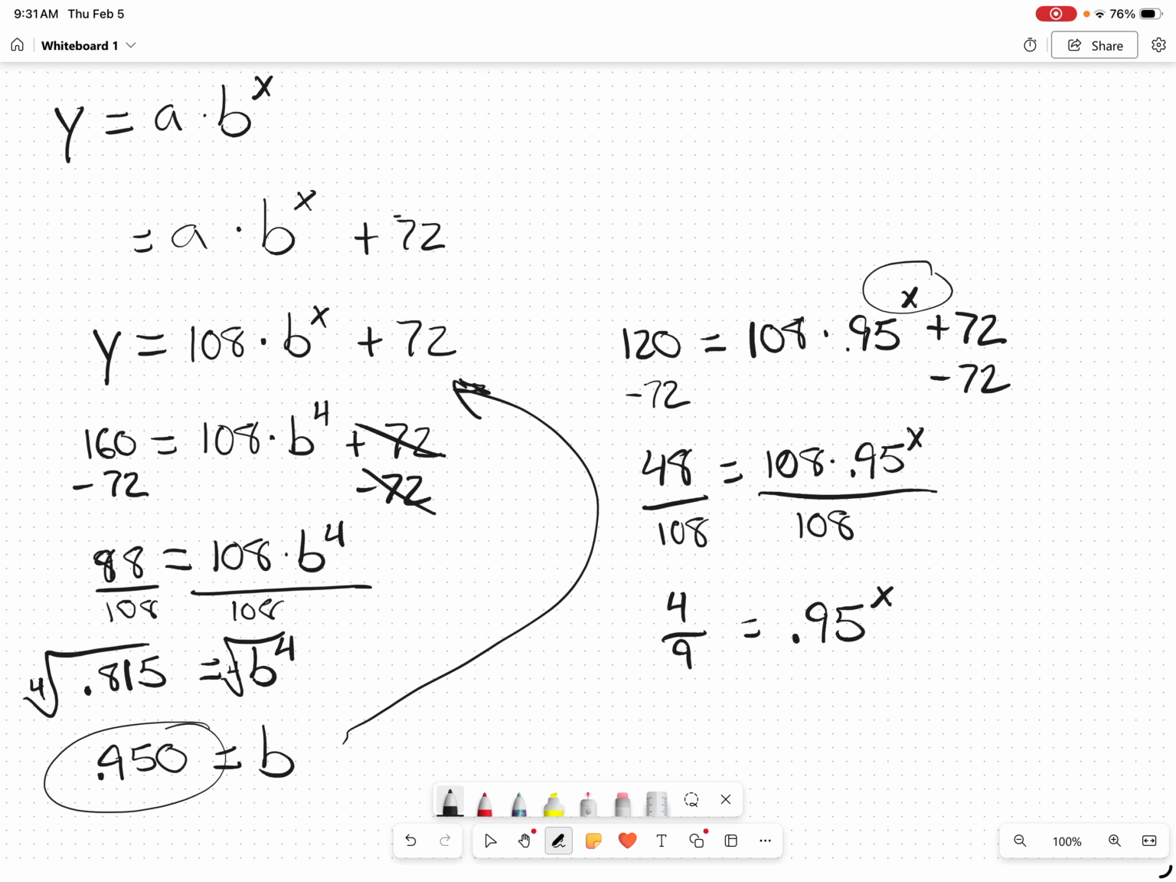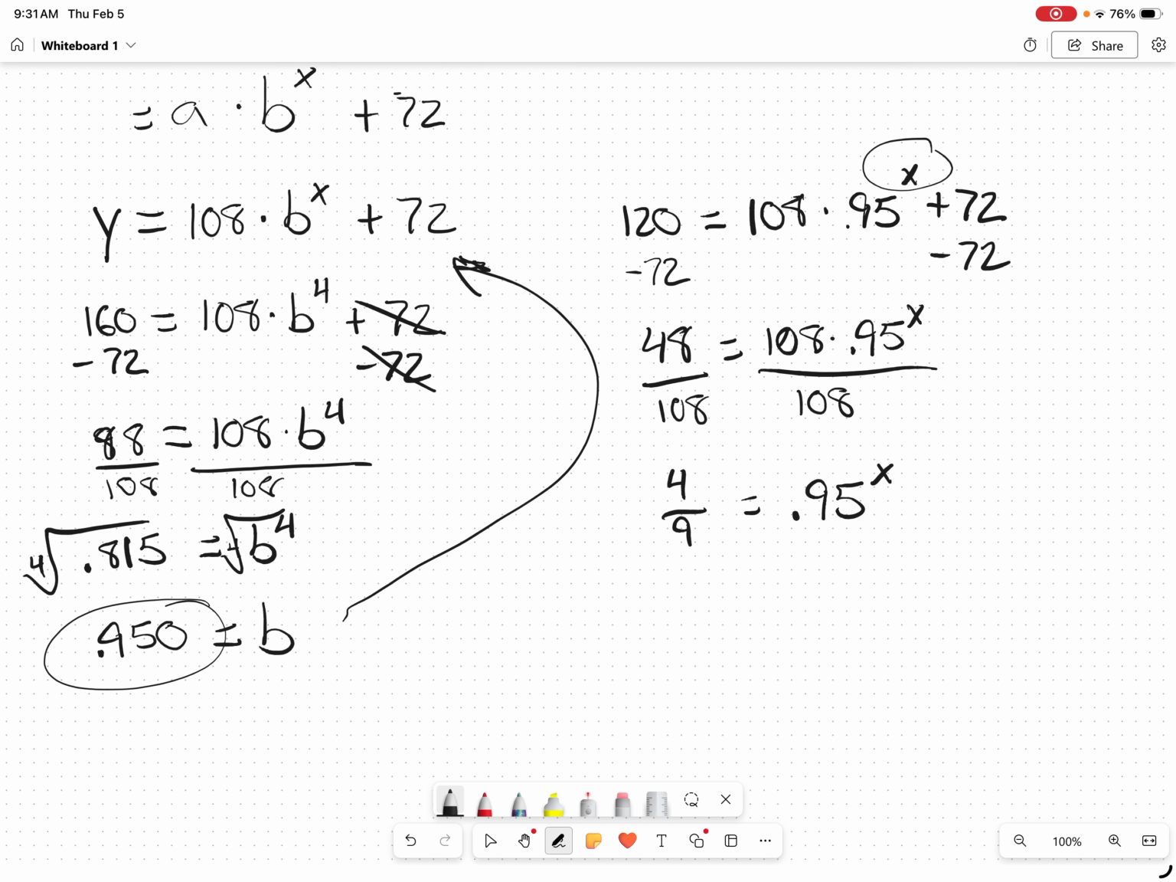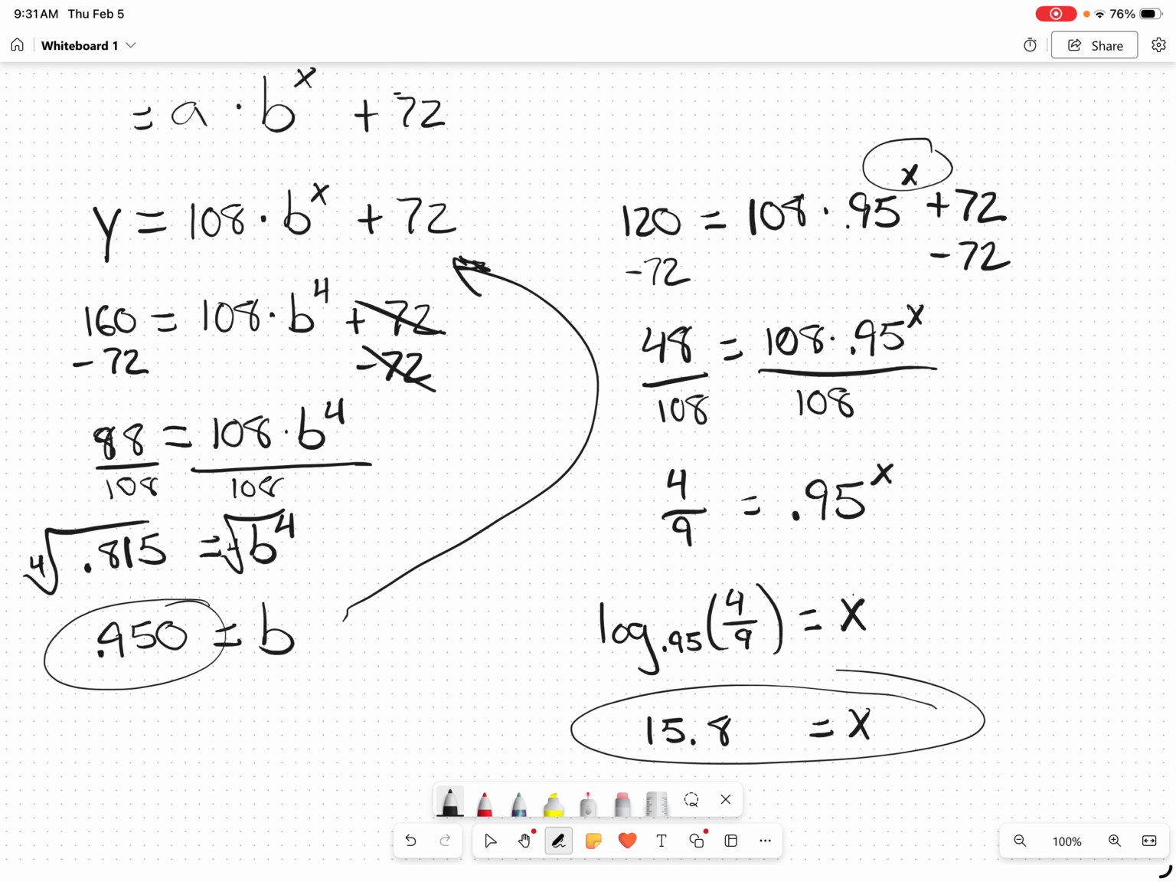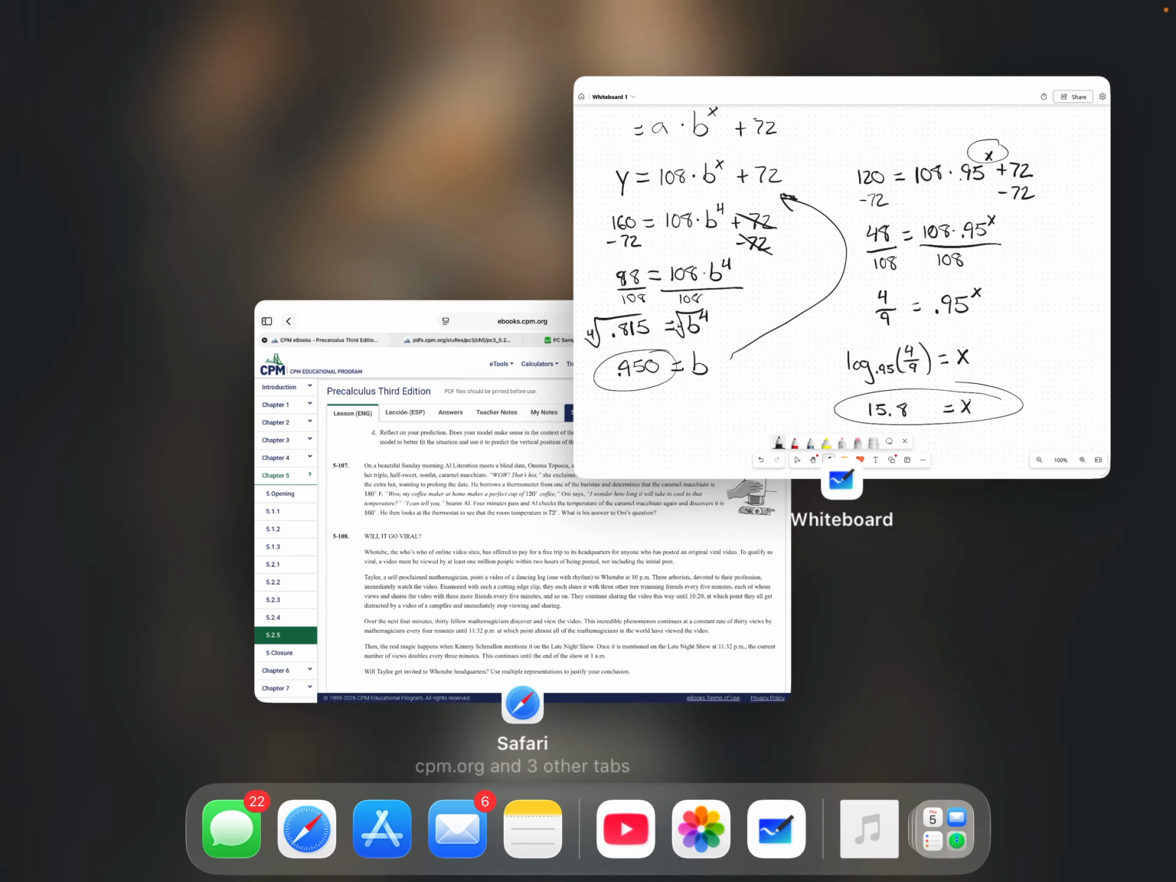Well, what do we do? We take it to a log. Whether you log both sides or however you do that, if you just want to change to log base 0.95 of 4/9 equals x and solve. Put that in your calculator, and you should get an x value of 15.8. So that's 15 minutes. Okay, let's go back.